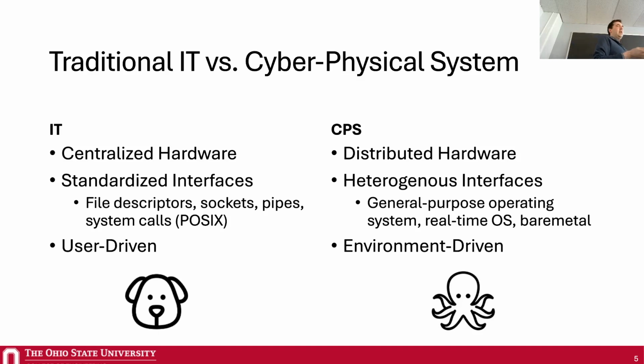So in an IT system, the first big difference is that the hardware is centralized. There's something I can point to in your laptop and say that's the central processing unit, that's the main memory, that's the motherboard. In a cyber-physical system, as we're going to see in the DJI Phantom 3, they tend to be very distributed. There is no one thing you can point at as being the center of the system. So that changes how we have to think about these devices.